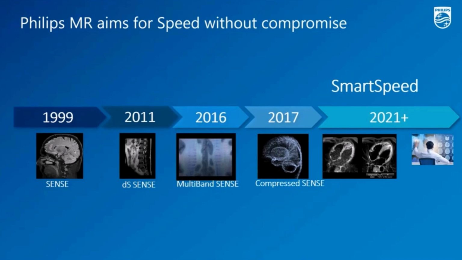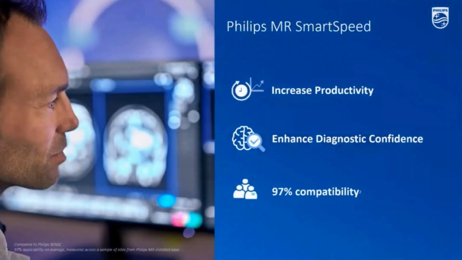I will not show images with compressed sense AI, but the key is really that you can scan faster if you want to do that and keep the image quality. You can scan in the same time slot and just get better images, or you can do something in between. But what really makes Philips' solution stand out is the wide compatibility. We can accelerate 97% of your normal everyday scans using compressed sense AI.